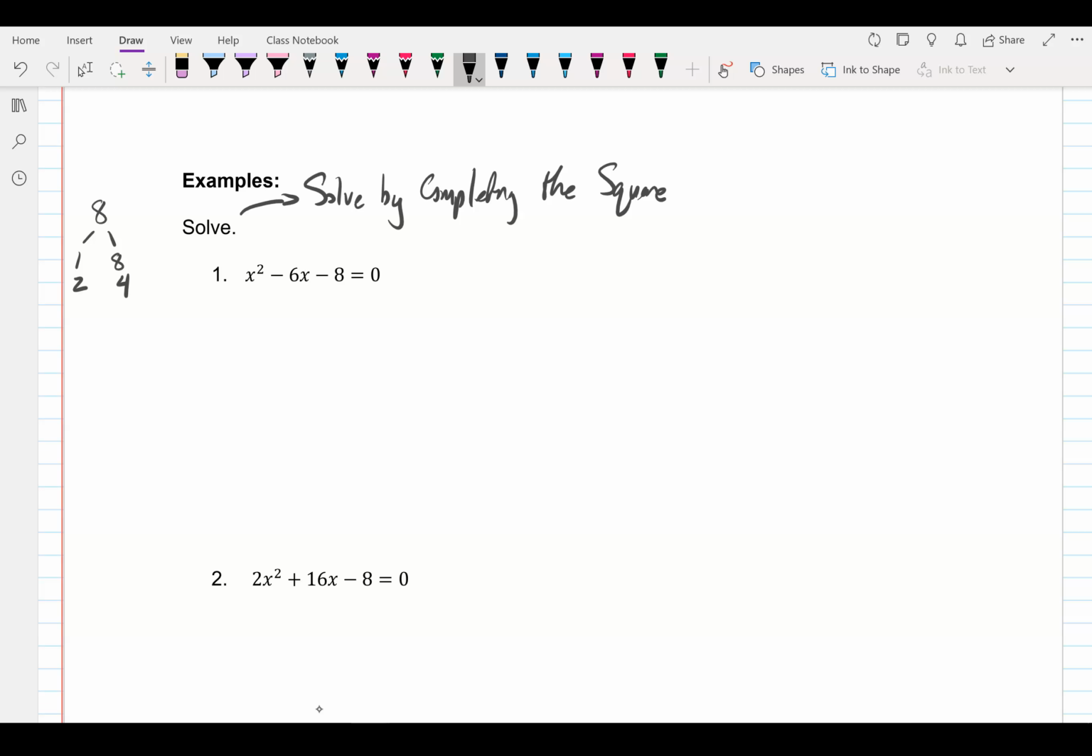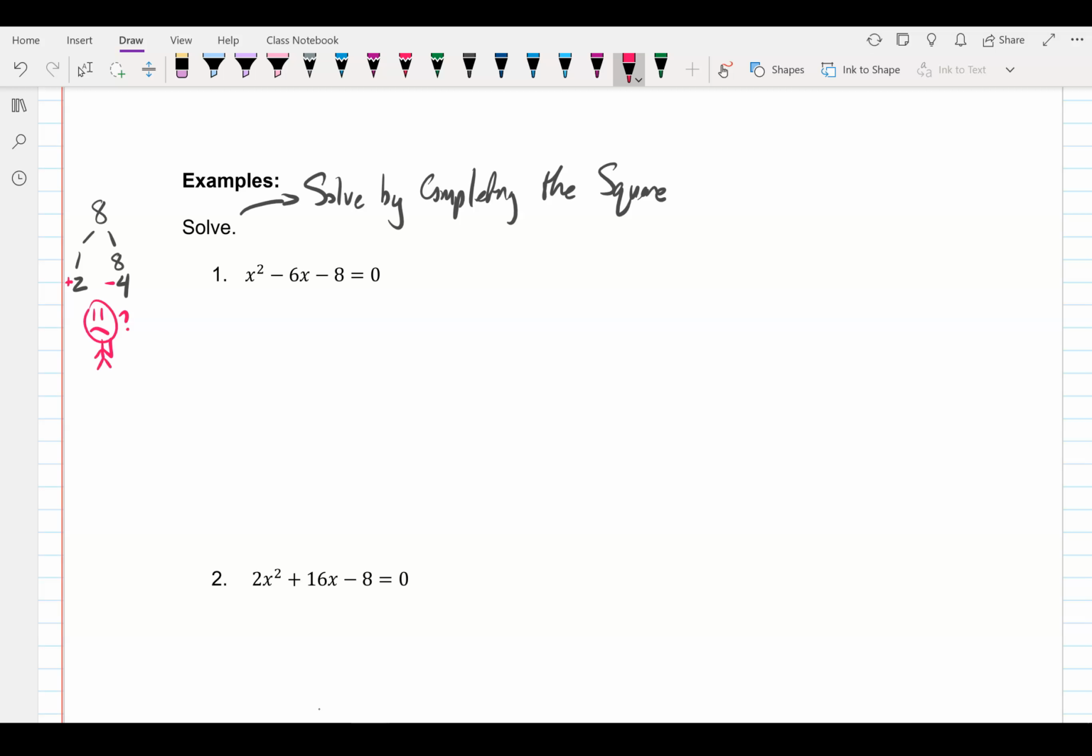Maybe they could be, the bigger sign is the 4, smaller factor takes the other sign. Oh, wait, that doesn't work. Because look, negative 8 and plus 6. Negative 8, you'd have to have two numbers that add together to make negative 6, but they multiply to make negative 8. That doesn't exist. So this can't be done.